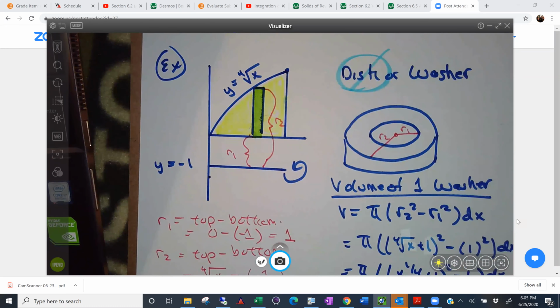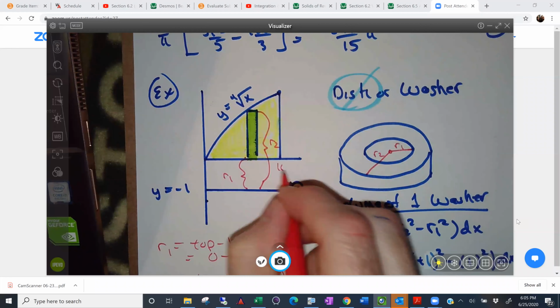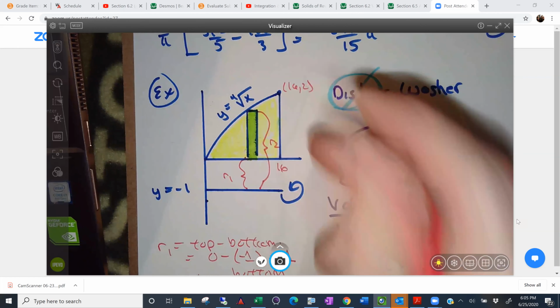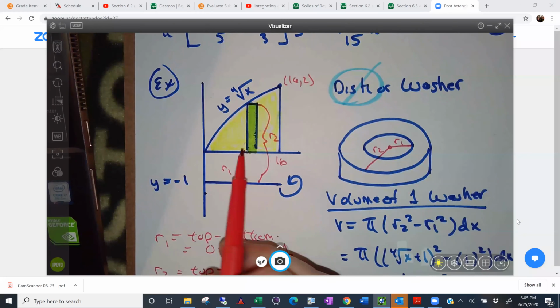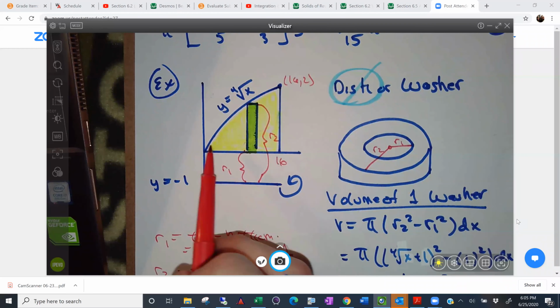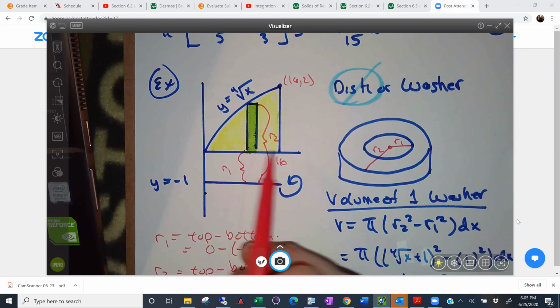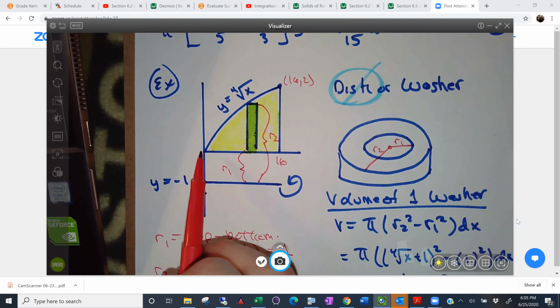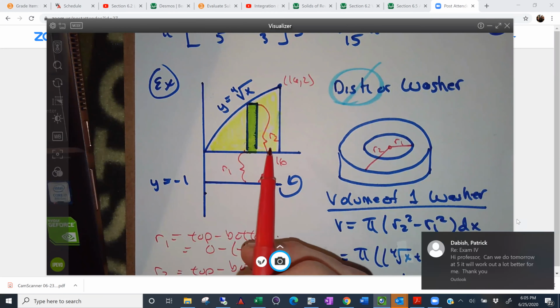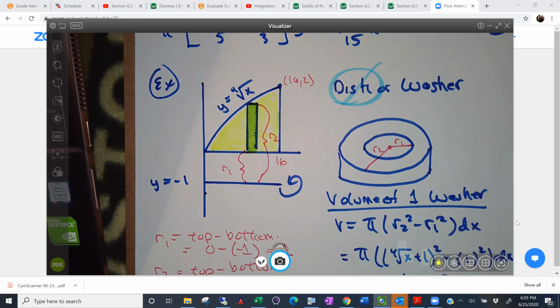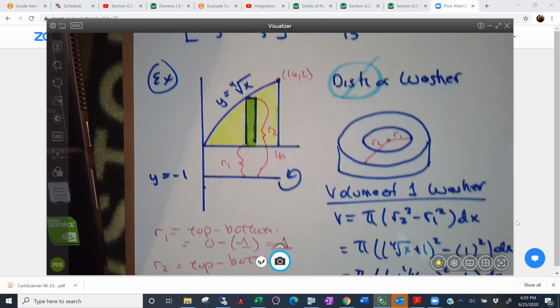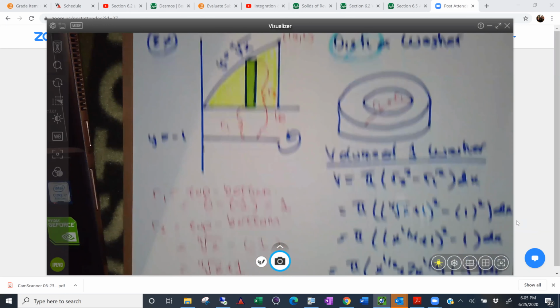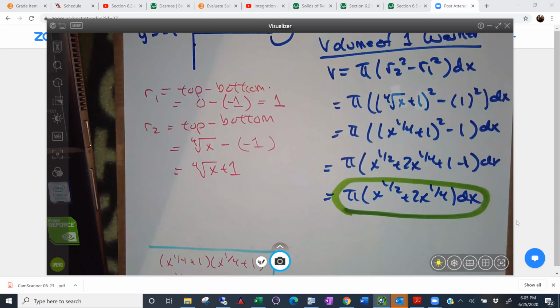Now I forgot to put it up in this one, but this is still the point 16. This would be the point 16 and 2. But our limits of integration are dictated by where you can take the slice in terms of the x direction. So the smallest you could take the slice and still be in this region is at x equals 0. And the largest one would be up here at 16. So 0 to 16. That's going to be our limits of integration.